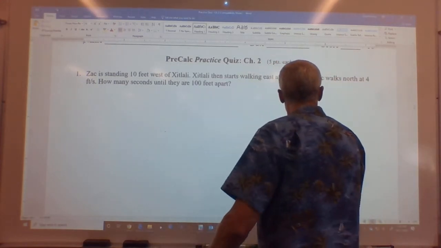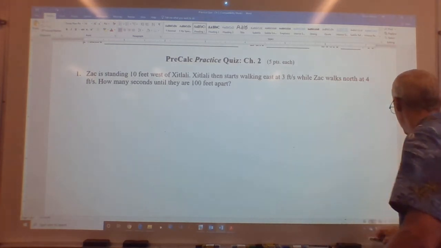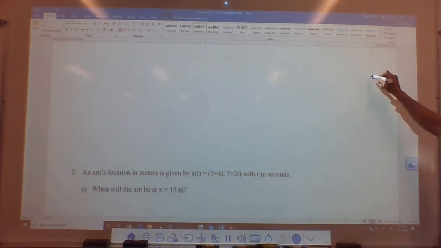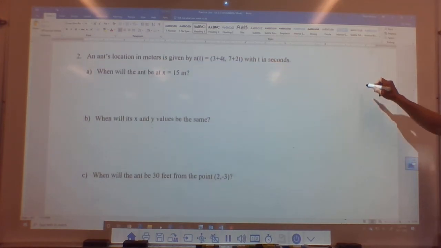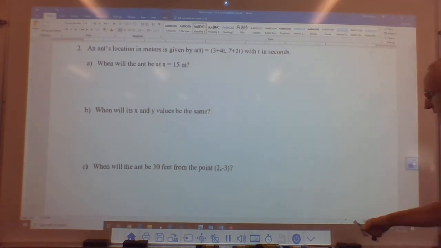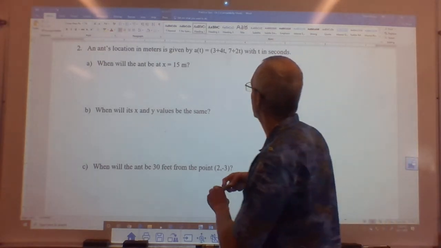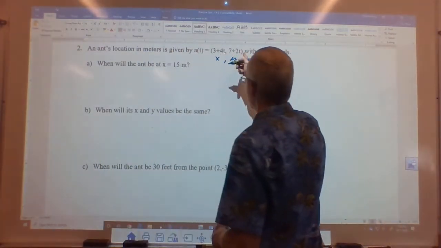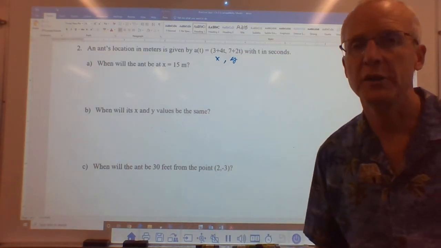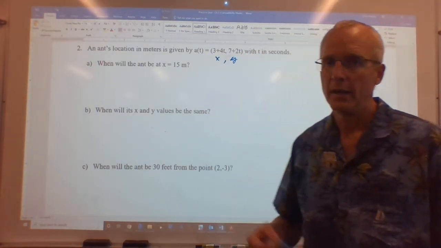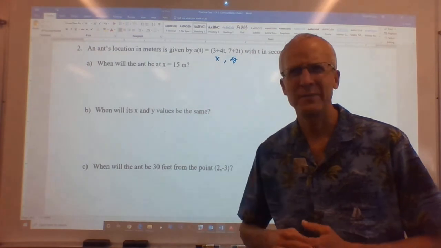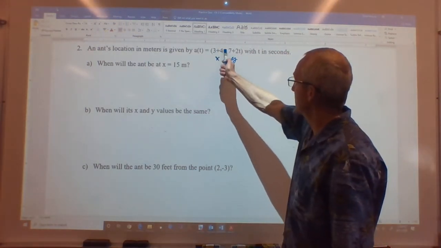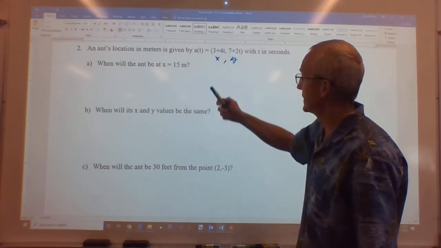Number 2 is one that, again, is like ones that you already did. Let's see, can I scroll here? Yes. So the ant's location in meters. Remember, location is the x-coordinate, comma, the y-coordinate as a function of time, and those are called parametric equations when they're a function of time. Doesn't really make sense, why does that have to do with time? But that's what they call it. When the x and y position are a function of time, they have a t in there.